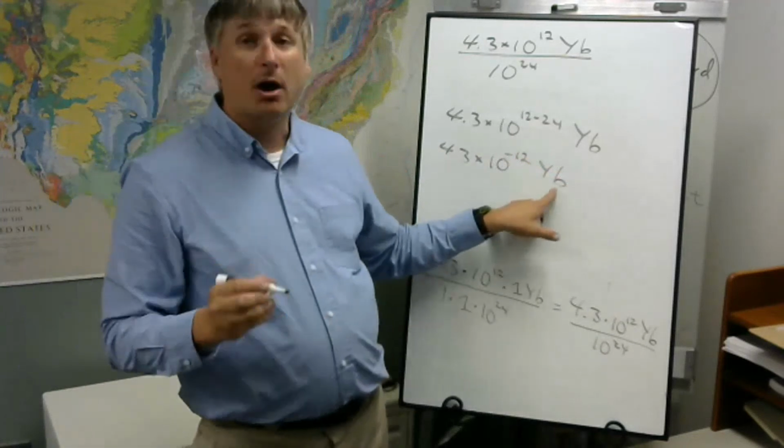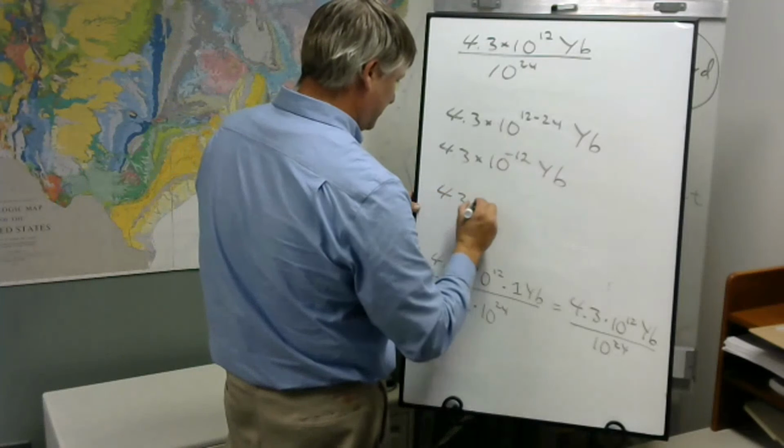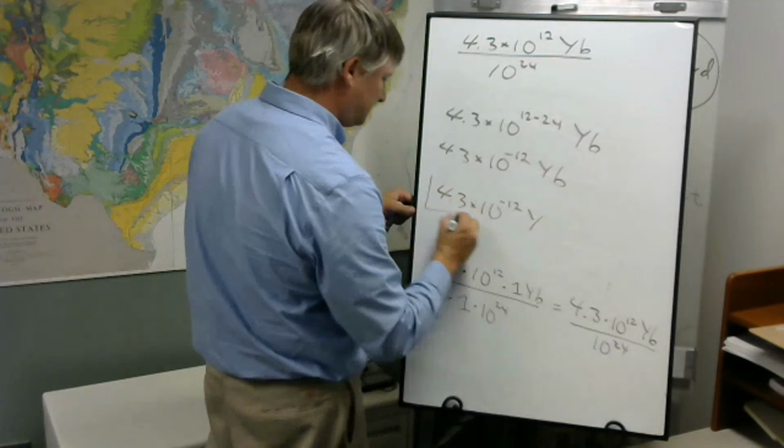And then finally, we just drop the bytes. 4.3 times 10 to the negative 12 yotta.